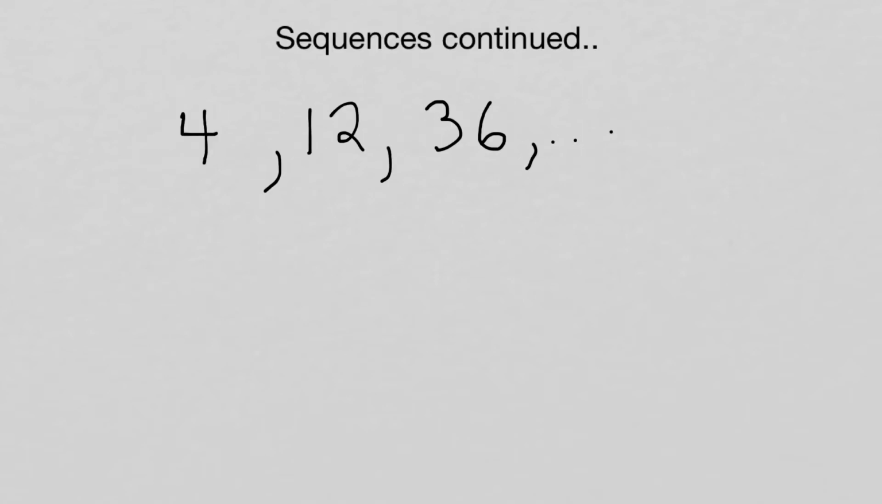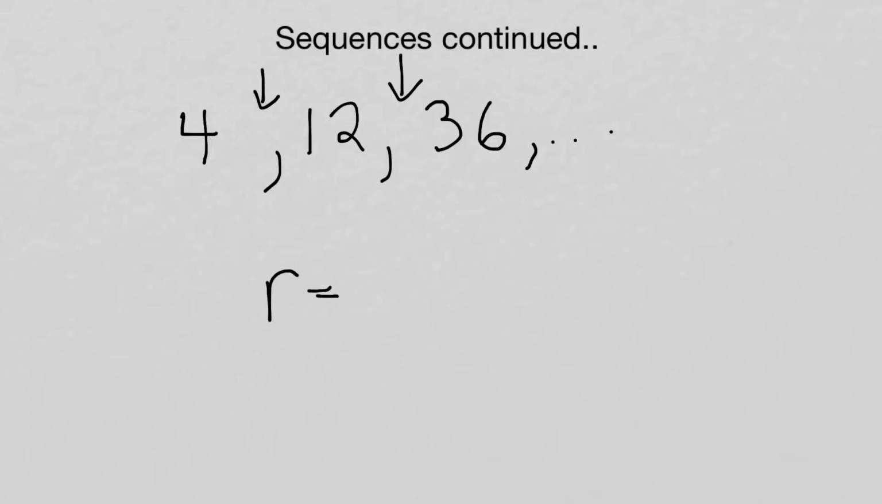This looks a little bit like one of the problems you did last time. Let's see, we've got 4, 12, 36. So it keeps jumping up big. There's a bigger gap between 12 and 36 than there is between 4 and 12. So you know that this isn't going to be a difference. It's going to be a ratio.